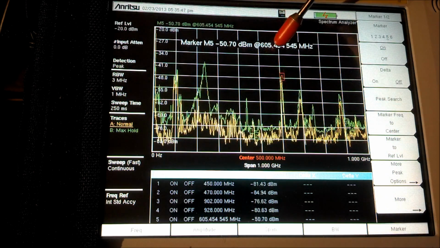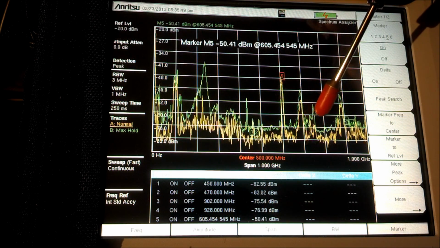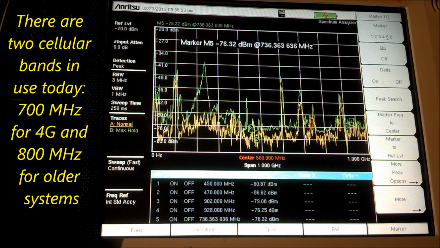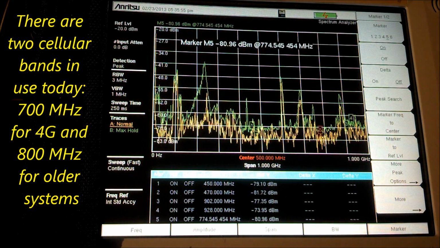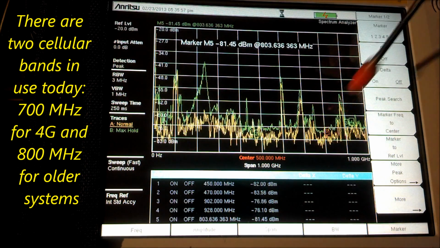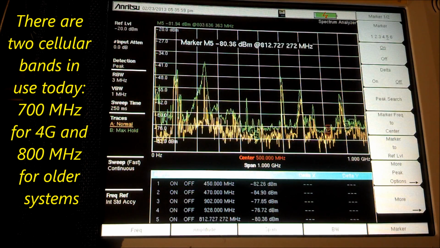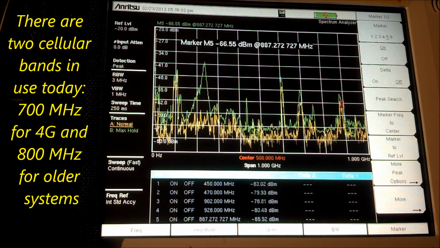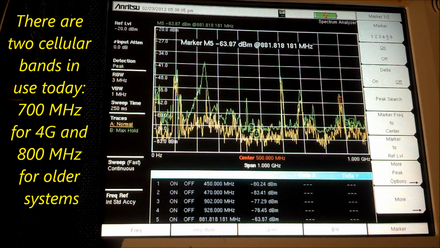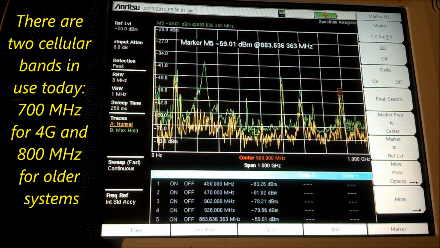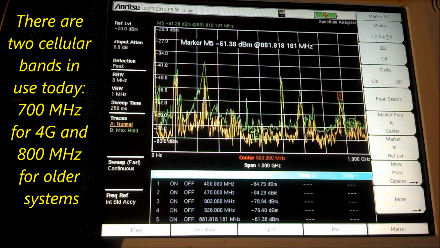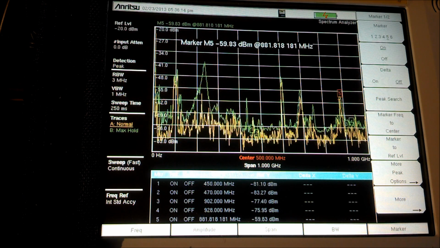That's 605, again, TV, television. That is cellular. Right about there, that's cellular. And then there are some other systems here in the high 800s, and those are the CDMA and TDMA signals from Verizon and AT&T.